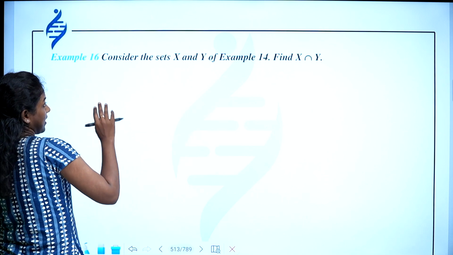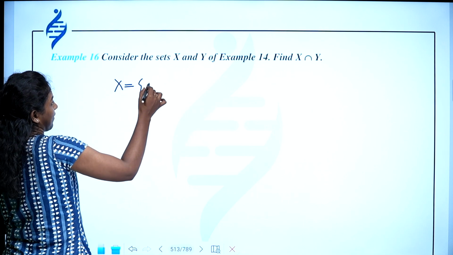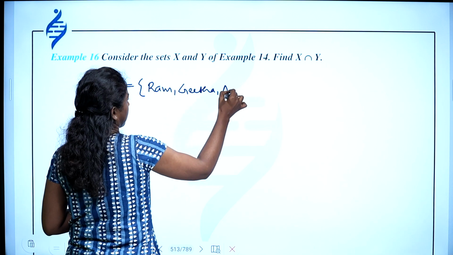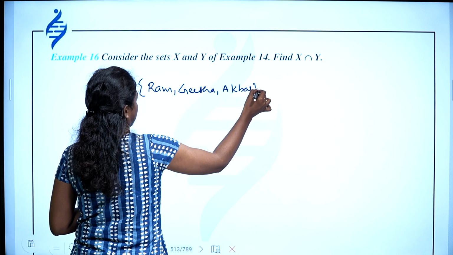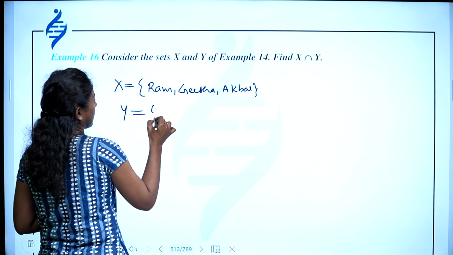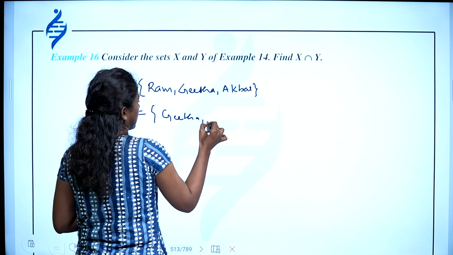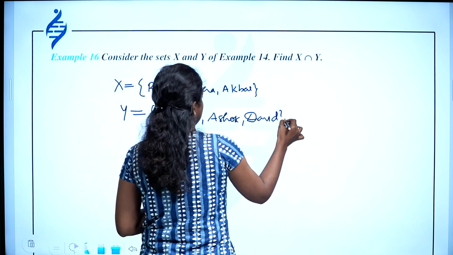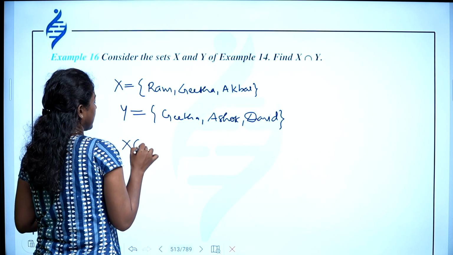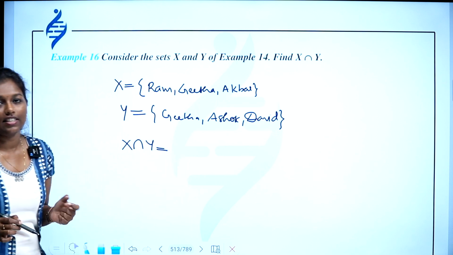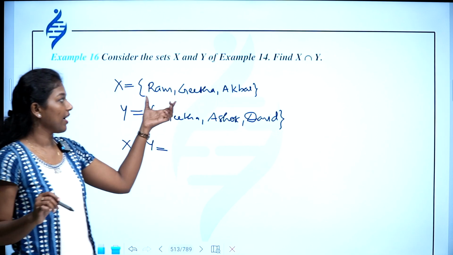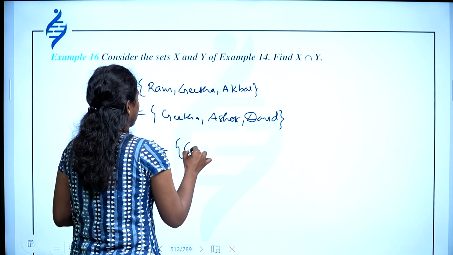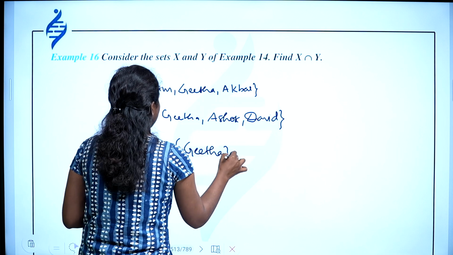Then consider the sets X and Y. X was having Ram, Geeta and Akbar, and Y was Geeta, Ashok and David. This was our set, and they asked us to find the intersection. So what is the intersection? Intersection of X and Y means you have to take the common element. The common element is Geeta.